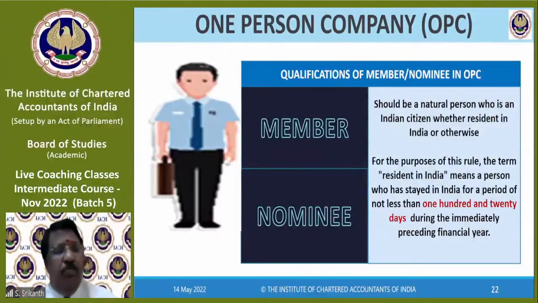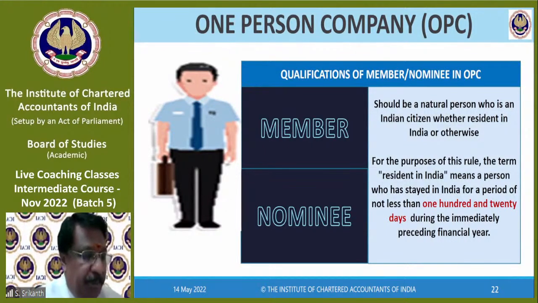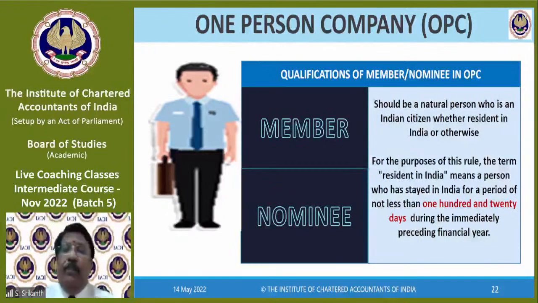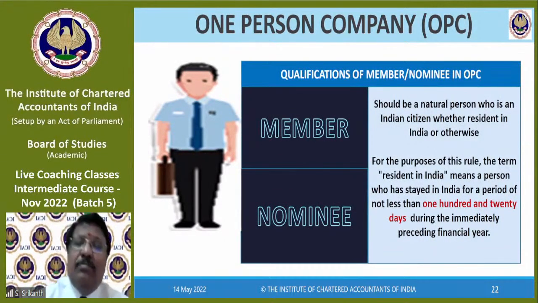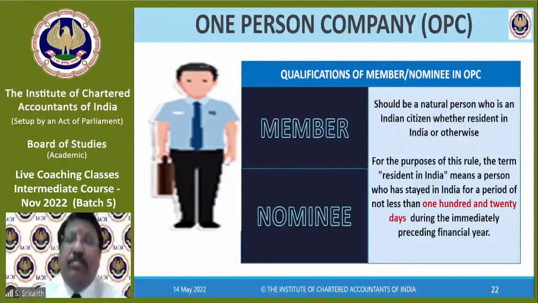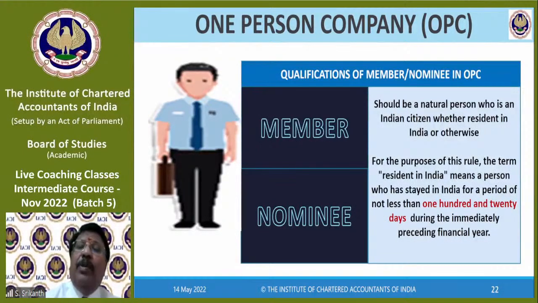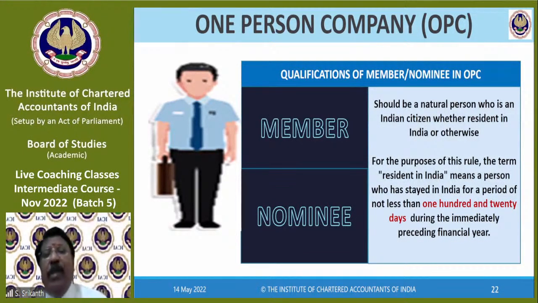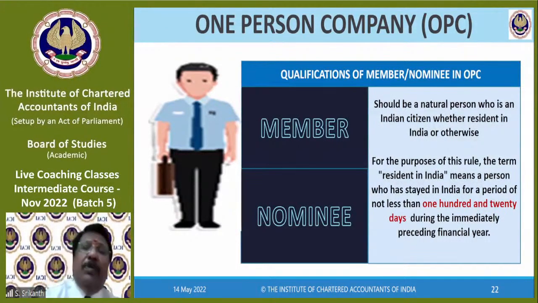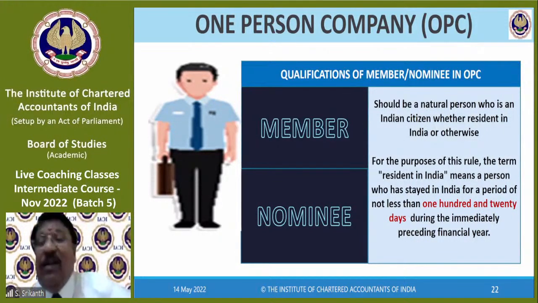Very, very important. Possibly the most important point from the Indian perspective is the member of an OPC should be a natural person. Even the nominee should be a natural person. Member or nominee should be a natural person, means human being. A company cannot be a member of an OPC or nominee. An artificial person cannot be. It should be a natural person who is an Indian citizen, whether resident in India or otherwise.